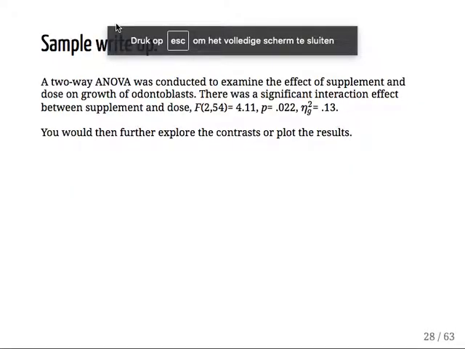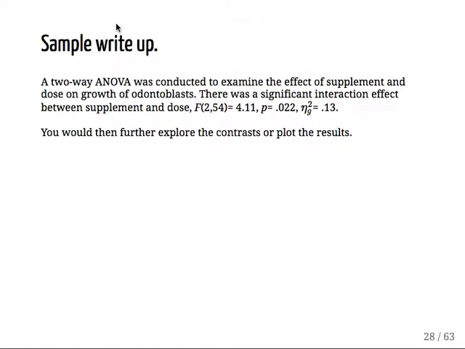Okay, so how would you write this up? You would say a two-way ANOVA was conducted to examine the effect of supplement and dose on growth of the odontoblasts. There was a significant interaction effect between supplement and dose. If you're only interested in this interaction effect, and that's your key hypothesis, you would just report that. Normally, one would also report all the main effects, but it depends on your theory and your hypothesis. So if before you said my hypothesis is about this interaction effect, then you would only report this. You report the F value, then the p-value, and then this is the effect size.